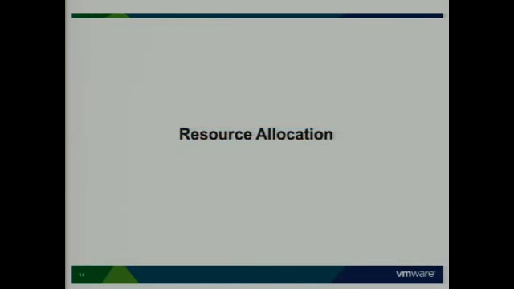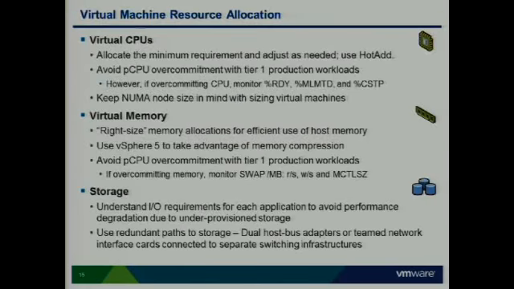So resource allocation. We used to say, never, never, never overcommit. Well, now we're a little more mature. We have people with experience with vSphere. So what we say is, overcommitment is something that can be done if you do it intelligently and you monitor it. So for virtual CPUs, allocate the minimum requirement and adjust as needed. You can always use hot add to a running SQL Server virtual machine. DBAs out there, I hope you're aware of that. We can add processor and memory to a running SQL Server without interrupting that SQL Server.